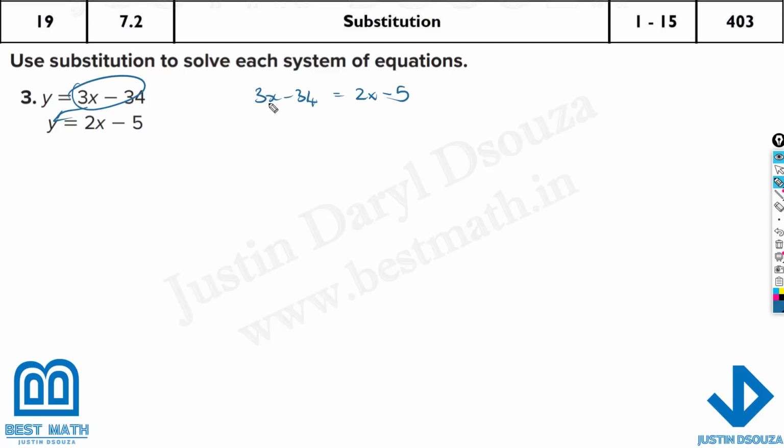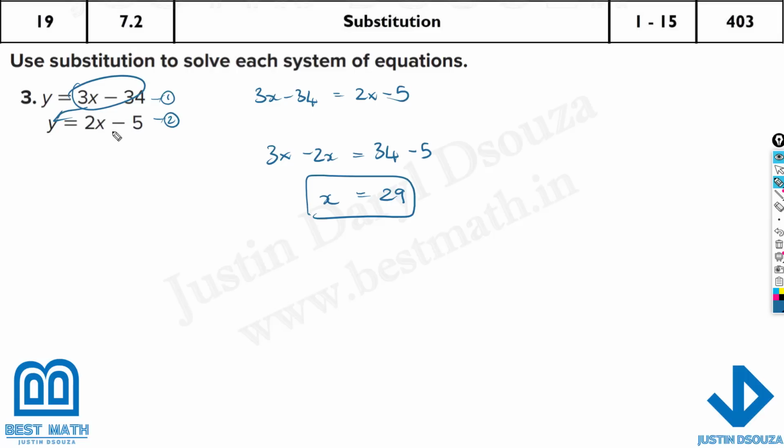3x is bigger, so I'll leave it over there, but 2x moves to the other side. It'll be 3x minus 2x is equal to 34 to the other side is positive 34 minus 5. It's going to be 29 here, and it's going to be x. X value is 29. What about the y value? Now you can substitute in any of the equations, this or this, it doesn't matter. But now when I'm substituting it, I'll substitute in the second equation. This was the first one. Second, why? Because it's easier.